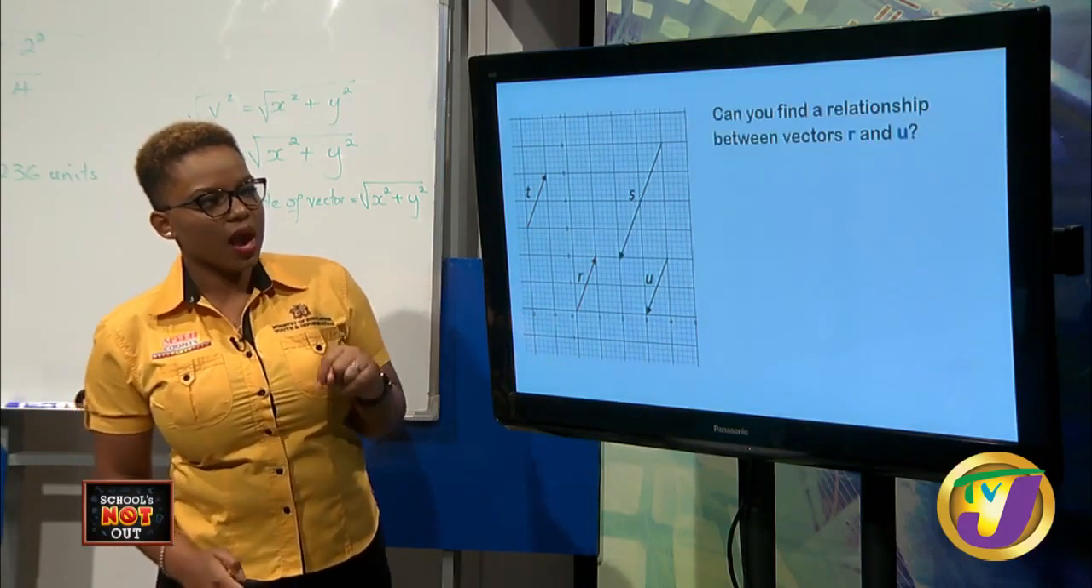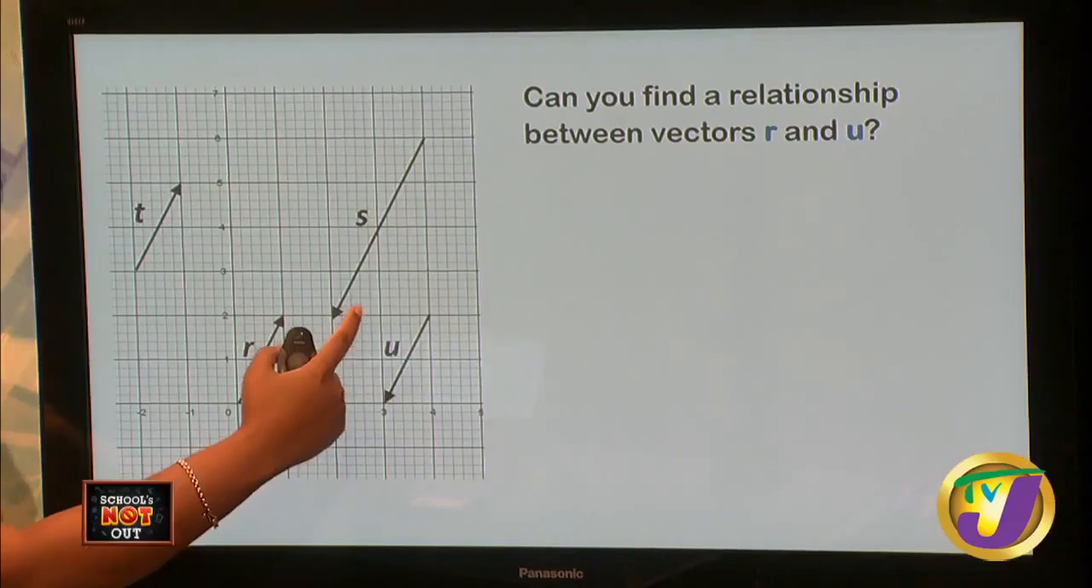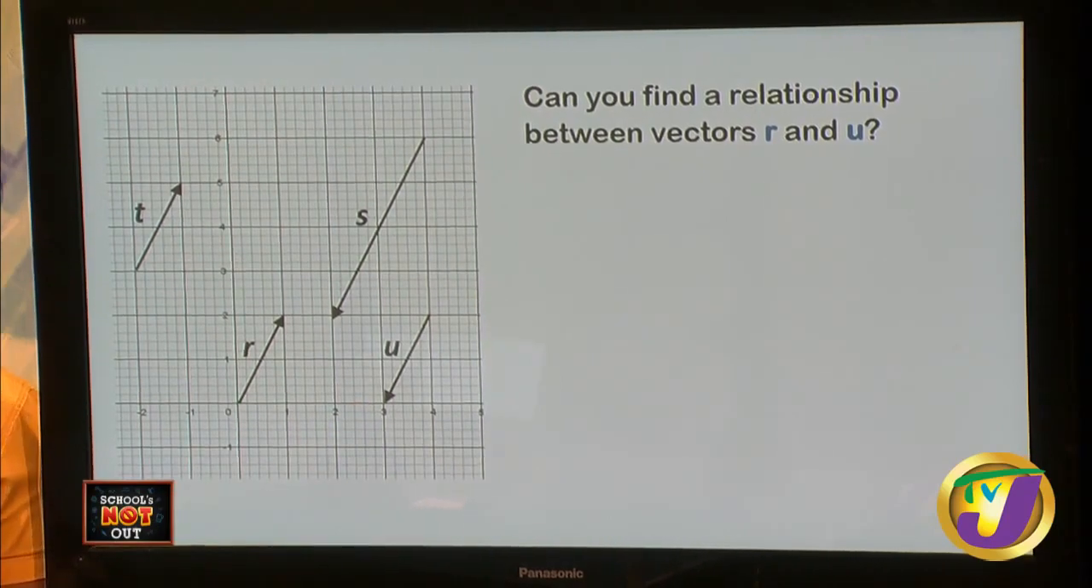How about vectors R and U? Well, we found R already, so we just need to check U and see what those components are. I'm seeing U going in the opposite direction, and we talked about inverse vectors earlier. So my horizontal movement is now -1, one movement to the left. And then 2 downwards, so that's -2 as well.